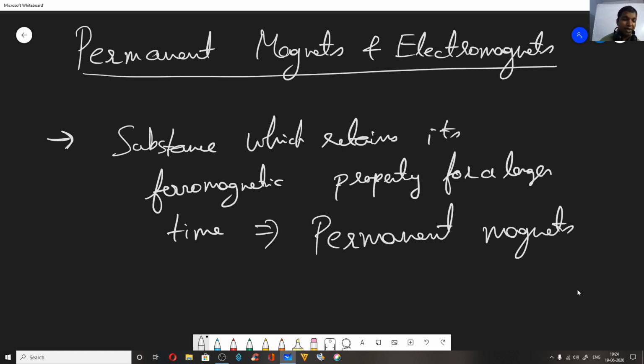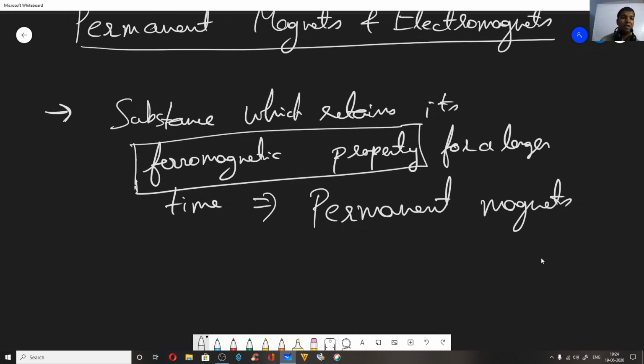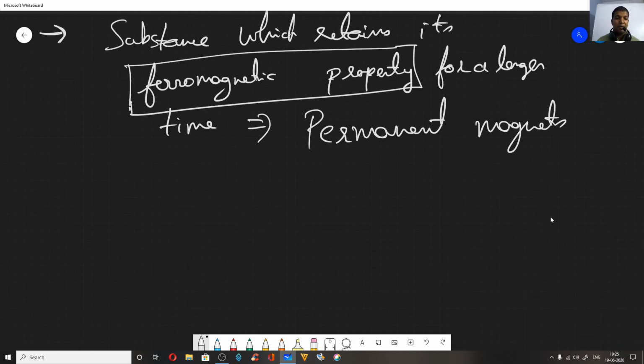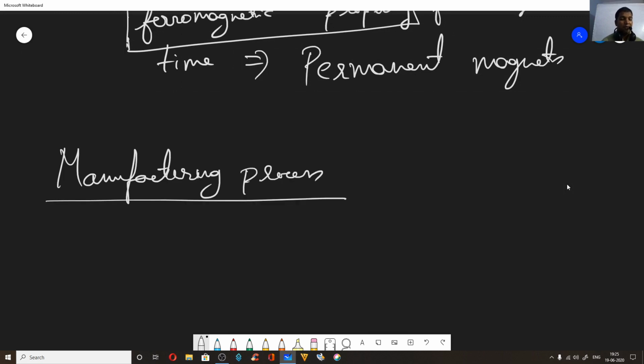That is why we have explicitly mentioned ferromagnetic property. For manufacturing permanent magnets, we will mostly use ferromagnetic materials. We don't use diamagnetic or paramagnetic materials. So this is about permanent magnets. Now, the manufacturing process is really easy. You don't need the detailed process, just the basic idea.